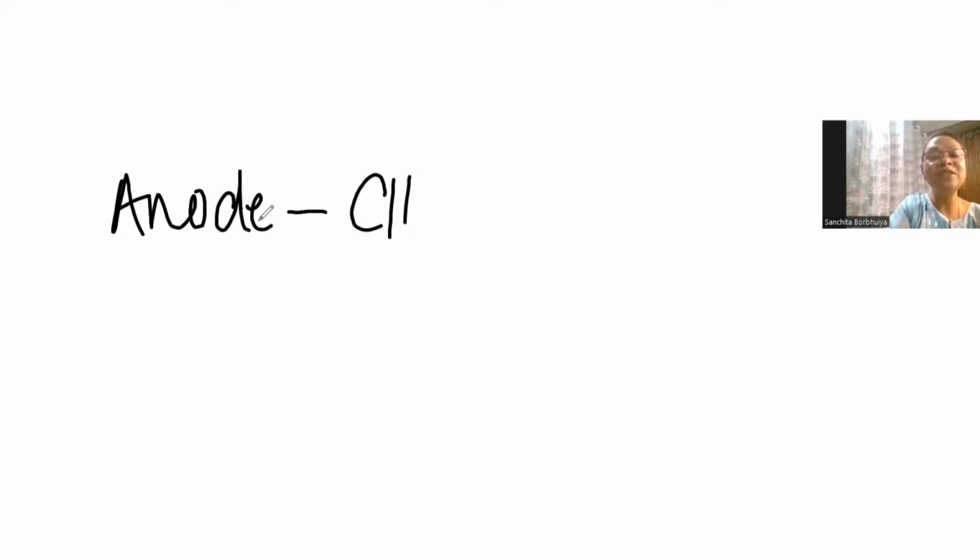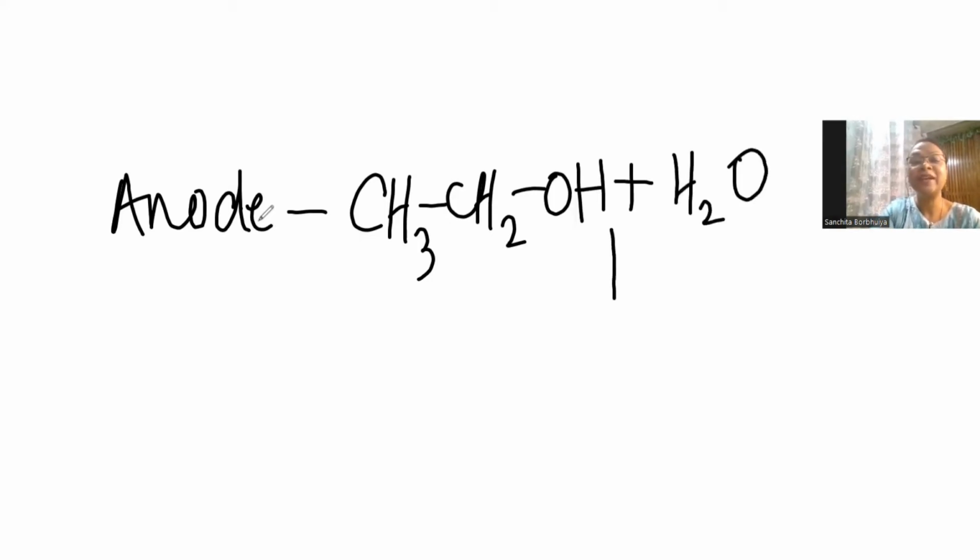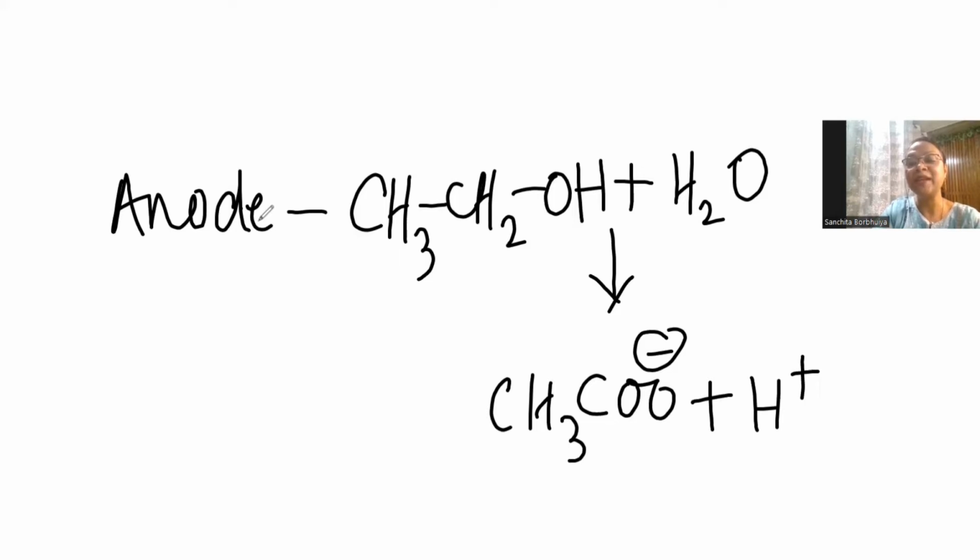The redox reaction takes place at the cathode and anode. This is the reaction happening at the anode. You have the ethanol, which is CH3CH2OH. That reacts with the moisture present in the air. Getting oxidized, the alcohol gets oxidized to CH3COO minus and H plus. You have to balance the reaction. So this is the reaction happening at the anode.